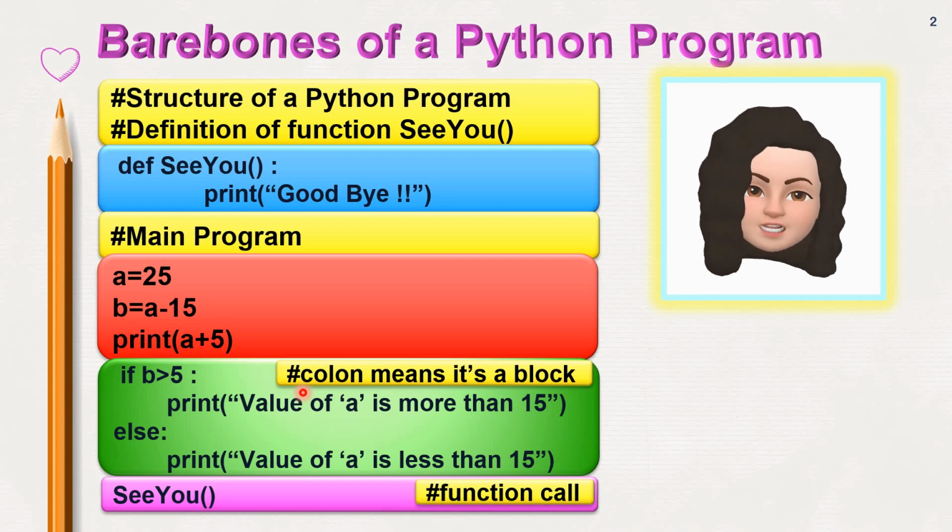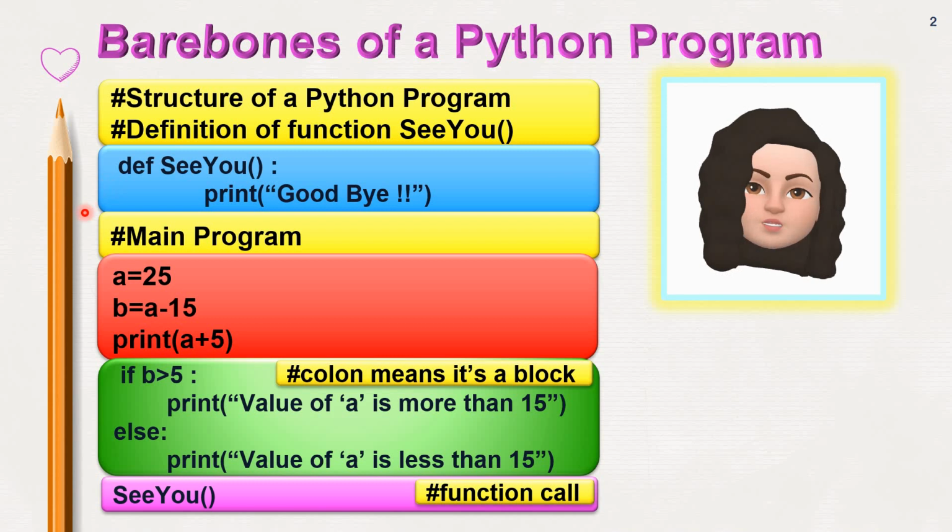The next one is in blue color. That is known as a function definition. Now you can see the function begins with the keyword def, and the function header ends with a colon. That means these statements will be executed as a block, as a set of statements. So this is known as a function, and a function starts with the keyword def. This is another element of a Python program.